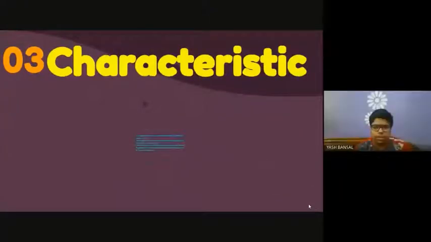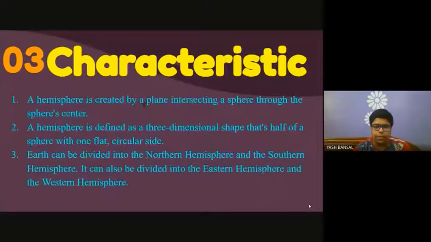Characteristics of hemisphere. First, a hemisphere is created by a plane intersecting a sphere through a sphere center. Second, a hemisphere is defined as the three-dimensional shape that's half of a sphere with one flat circular side. And its example is Earth can be divided into a northern hemisphere and a southern hemisphere. It can also be divided into eastern hemisphere and western hemisphere.